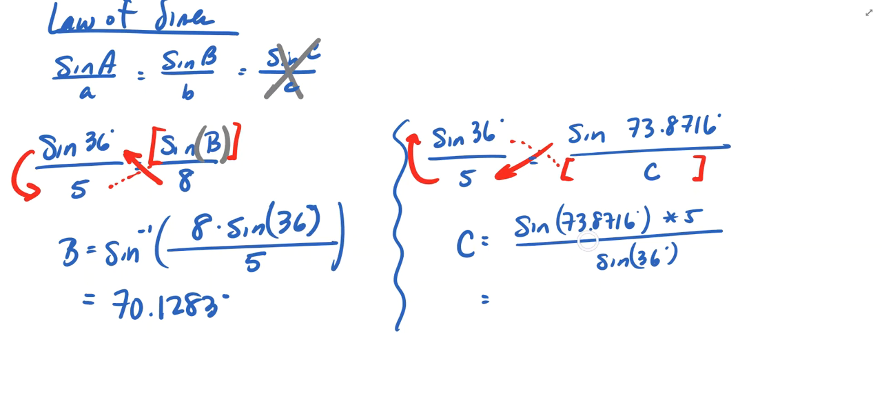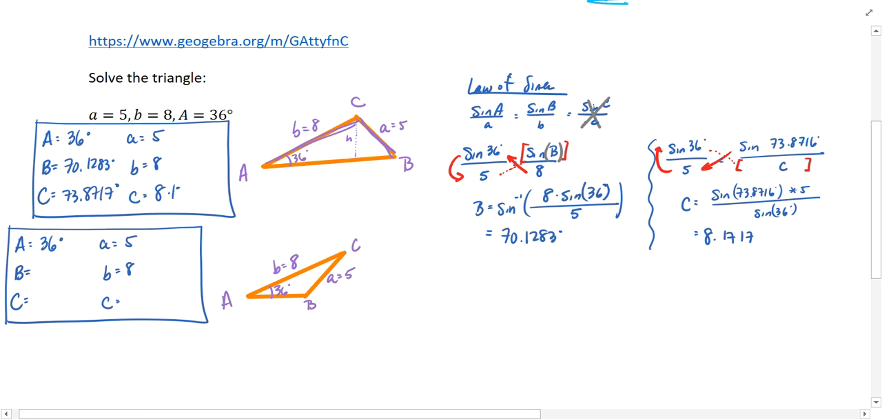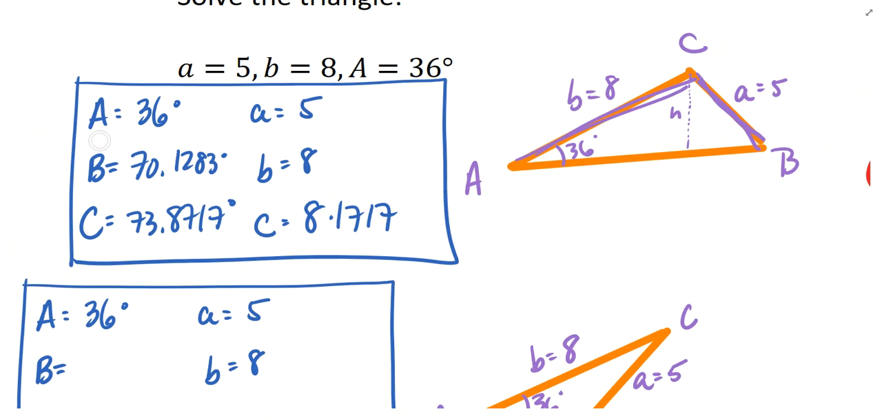So sine of 73.8716 degrees times 5 divided by sine of 36 degrees gives me side length C, which appears to be 8.1717 units in length. So the results in this box do seem to correlate with the diagram that was shown over here. Side length C is 8.1717.